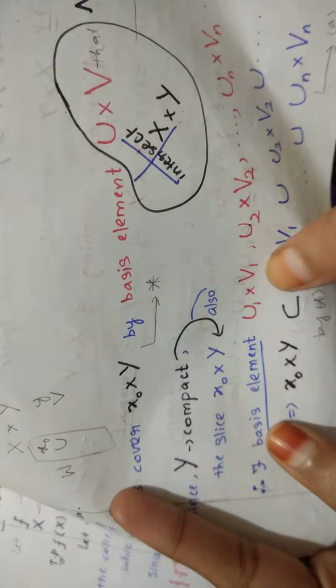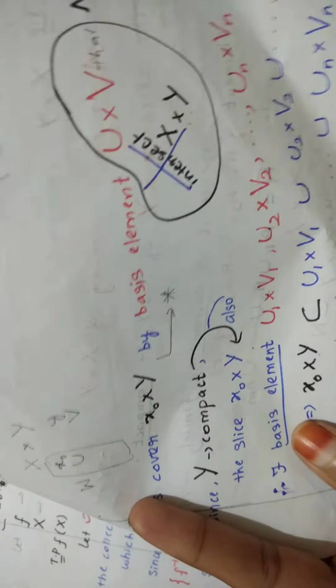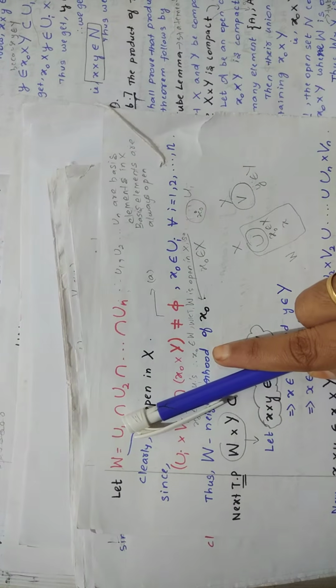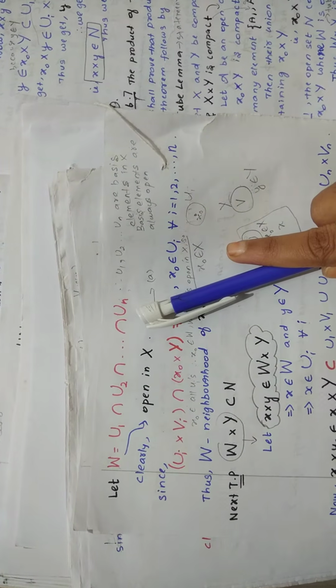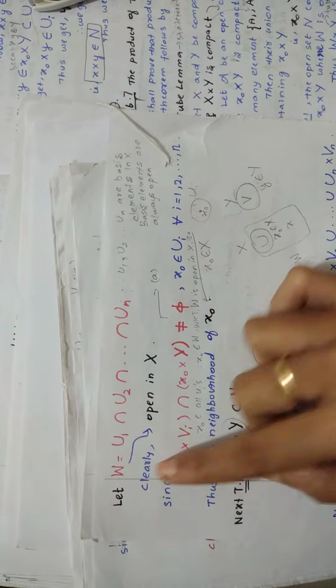u1 cross v1 is what? These are the basis elements present in the product space X cross Y. When you write it without Y, you are simply writing u1, u2, and so on. Even this is a basis element of X. Okay, so that is an additional point. Keep that. So let W equal to, write this clearly.